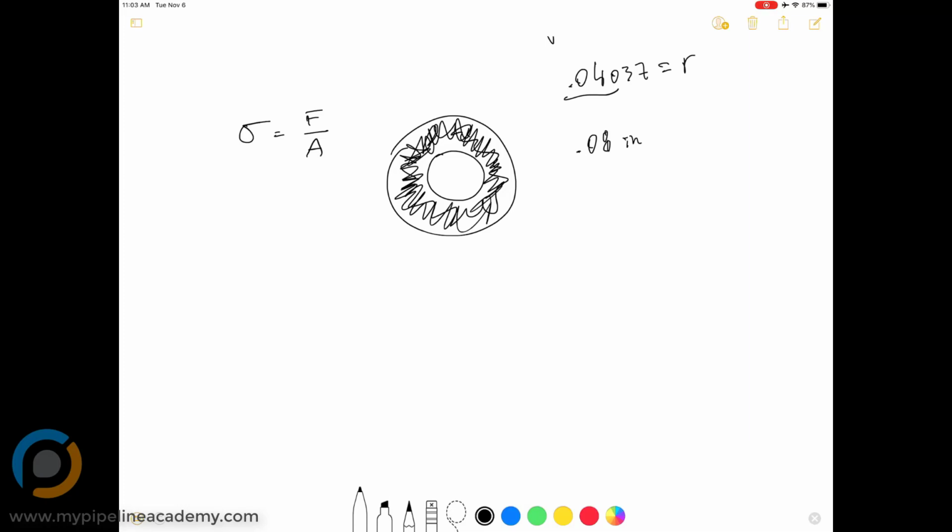In that case, our equation doesn't change. Stress still equals force over area. But now, what is the area that we're solving for? It's not the entire thing anymore. It's just the area with the solid. That's exactly right. So how would we calculate that?